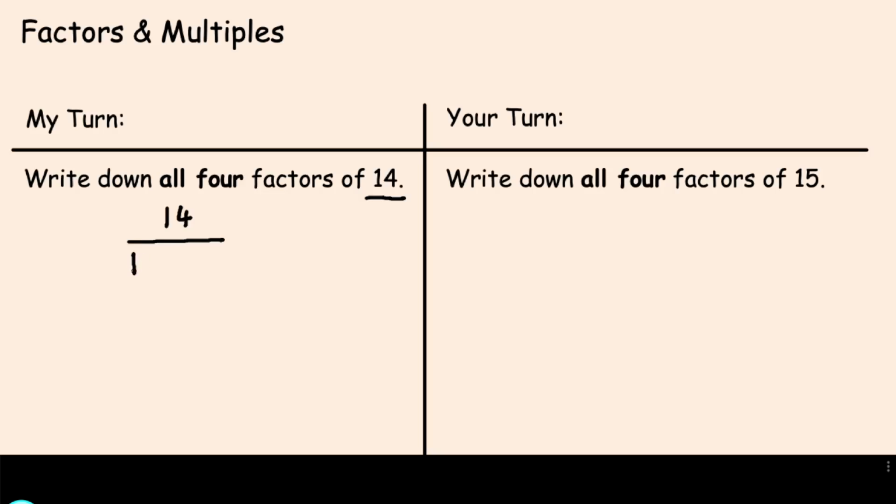Well, I always know that 1 times 14, or 1 times the number, is always a factor. And then the second thing I know is 2 times 7 also gives you 14. 3 is not a factor, 14 is an even number. 4 doesn't divide, 5 doesn't divide, 6 doesn't divide, and now I'm back to 7 over here, so I don't need to count anymore. So the 4 factors of 14 are 1, 2, 7, 14.